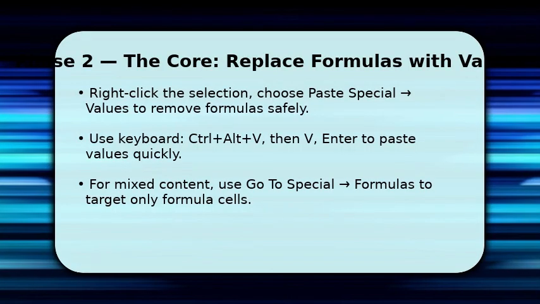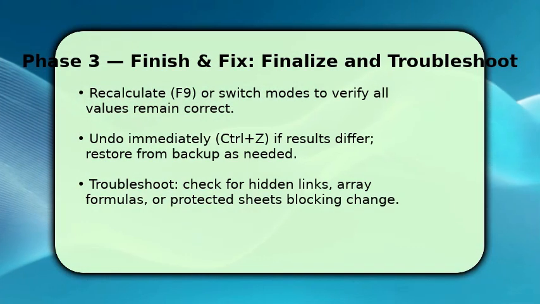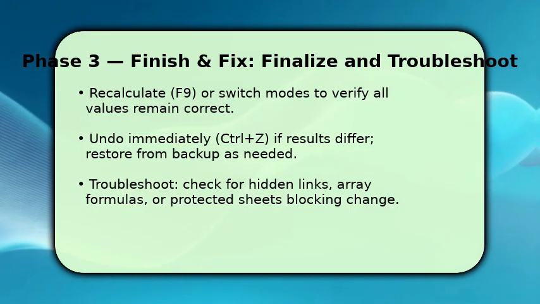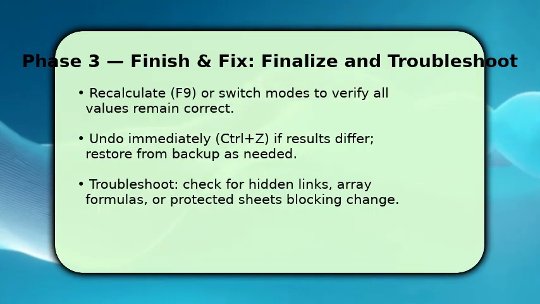Complete the process by recalculating with F9 and scanning totals to confirm accuracy. If something changed unexpectedly, use Ctrl plus Z right away or reopen your backup copy. This preserves your original formulas.